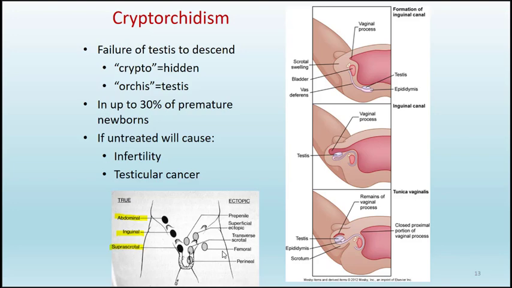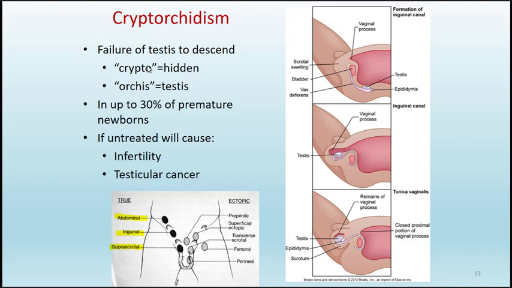Now, this condition of cryptorchidism can affect up to 30% of premature newborns, and only about 3 to 6% of full-term newborn males will be affected. In most cases, though, the testes will descend by the first birthday just naturally, so without any intervention. But if it doesn't descend and it's left untreated, then it can lead to infertility, or at the very least, reduced fertility in these cases.